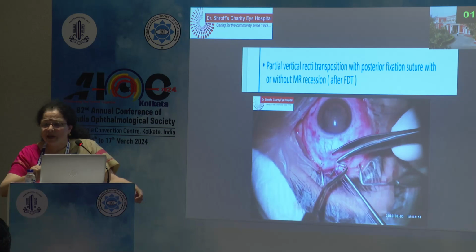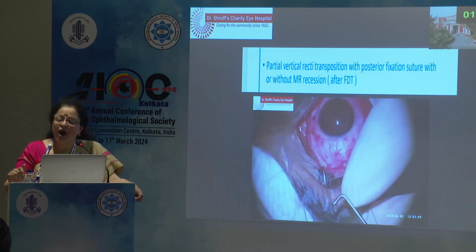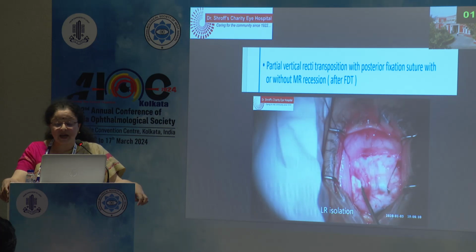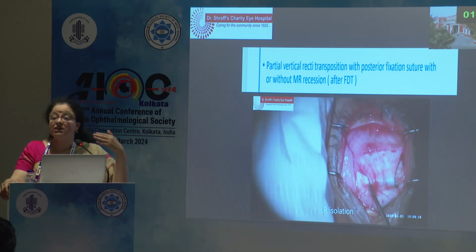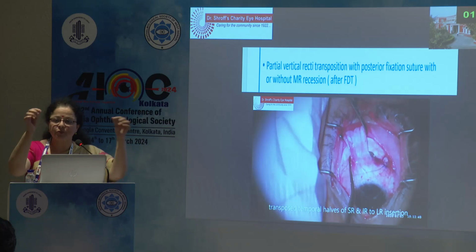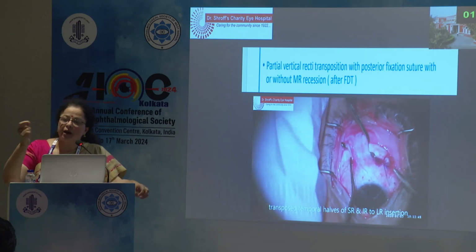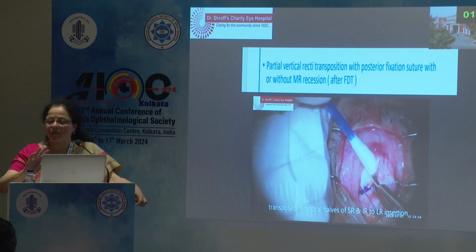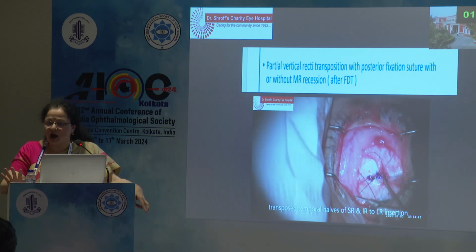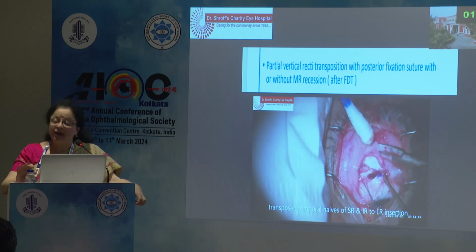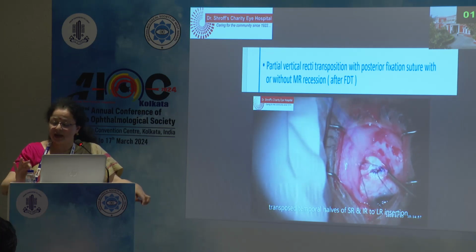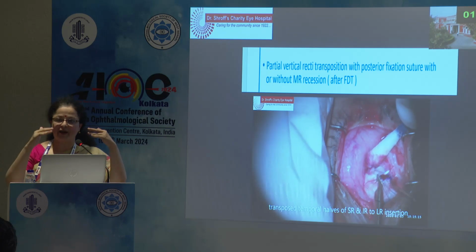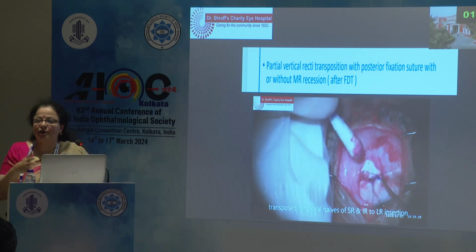But a young patient like this, in this I've done a half split, so I will transpose it, and whenever you are transposing any muscle, we need to recess it as far as possible, otherwise you cannot transpose it properly. Your muscle does not come to your transposition area. So I've transposed the temporal halves of superior rectus and inferior rectus to the lateral rectus. Now when you are transposing, you do not get the full effect. You want the abduction effect to be much more.